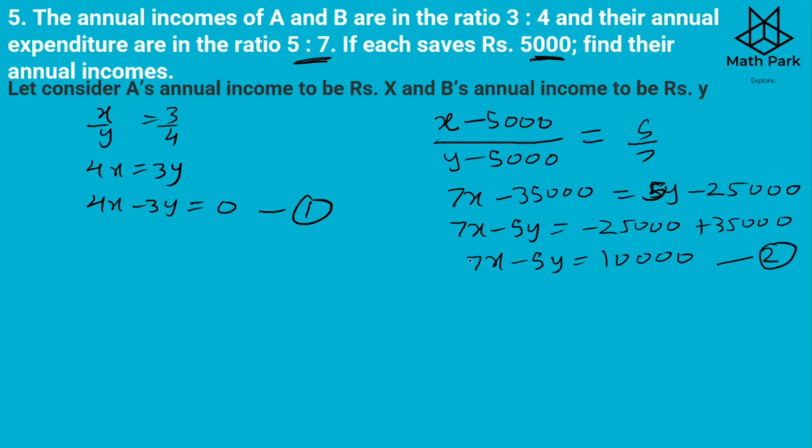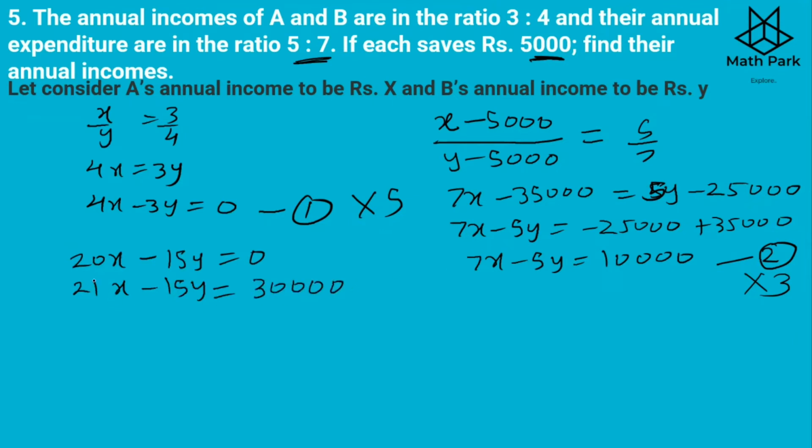Got it? Now, solving these equations further, we have to equate the coefficients, right? We'll equate the coefficient of y. So we'll multiply equation 1 by 5 and equation 2 by 3. So multiplying this equation by 5, you get 5 4s, 20x minus 5 3s are 15y is equal to 0. 3 into 7, we get 21x. 3 into 5, we get minus 15y is equal to 3 into 10,000, we get 30,000.